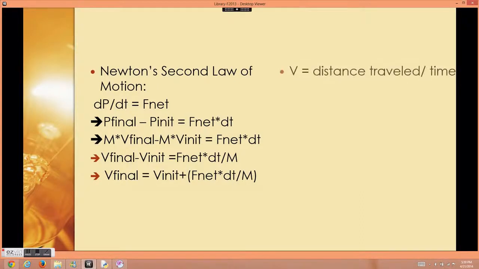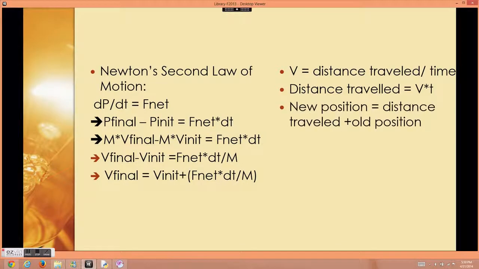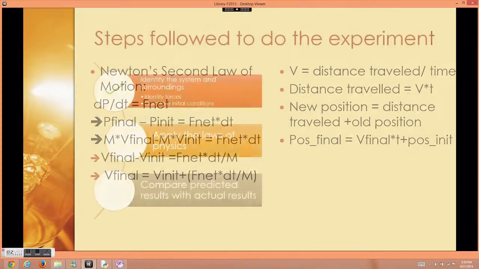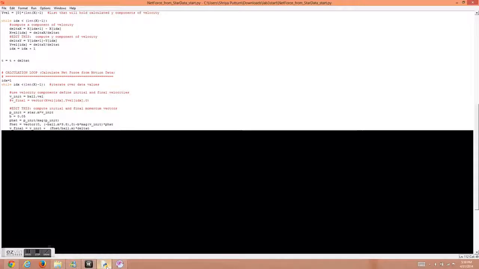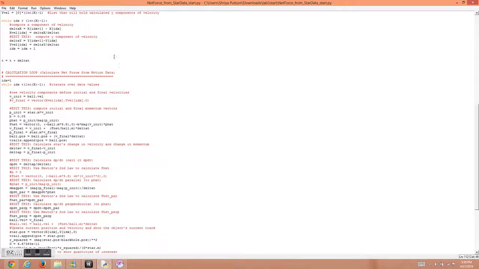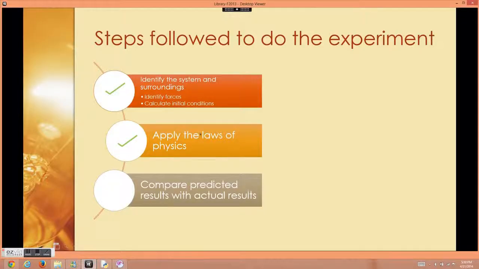Now that we have V final, the position of the ball can be computed. It can be computed by using the formula: position final is equal to V final times t plus position initial. Now we have finished applying the laws of physics. We will now plug the formulas we just explained into a Python code, which is shown over here. You may pause the video to view the code. Now we should compare predicted results with the actual results.